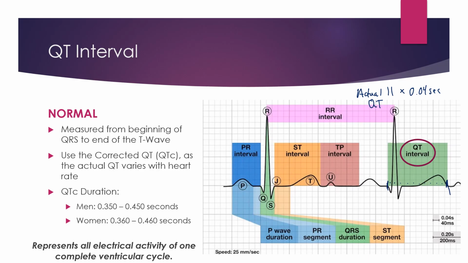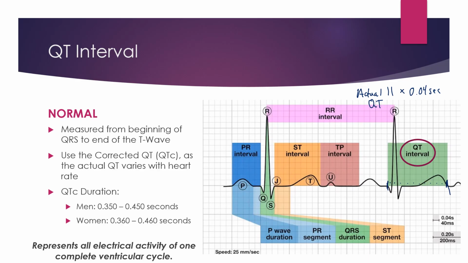But the problem is that as the heart rate changes, so does the QT. Remember that if your heart rate goes up, everything that happens in the entire cycle has to happen faster, right? If I wanted to fit more QRS complexes in this strip, everything would have to take up less time. So when the heart rate goes up, the QT goes down. When the heart rate goes down, the QT goes up.